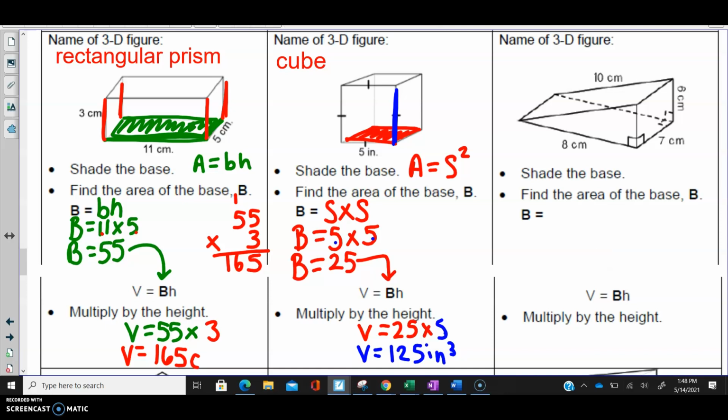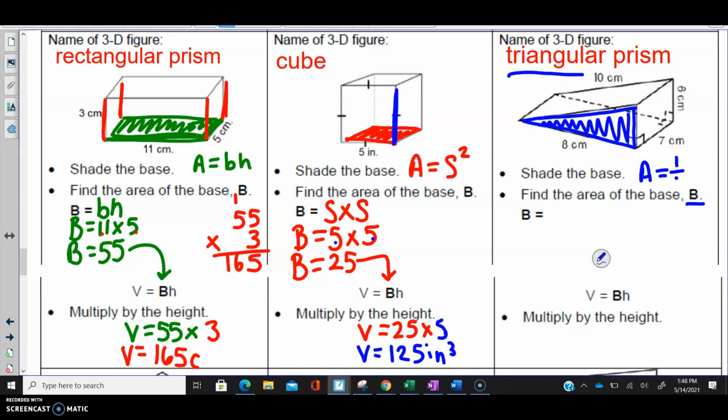Our last shape is a triangular prism. So even though it's drawn right now with a rectangle on the bottom, because it's a triangular prism, we know the triangle is actually the base of this shape. So in this case, when we're finding big B, we need to use the area formula for a triangle, half times base times height, or sometimes we see it as base times height divided by 2.